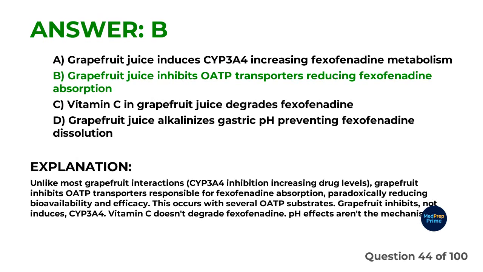Correct answer, B. Unlike most grapefruit interactions, CYP3A4 inhibition increasing drug levels, grapefruit inhibits OATP transporters responsible for fexofenadine absorption, paradoxically reducing bioavailability and efficacy. This occurs with several OATP substrates. Grapefruit inhibits, not induces, CYP3A4.